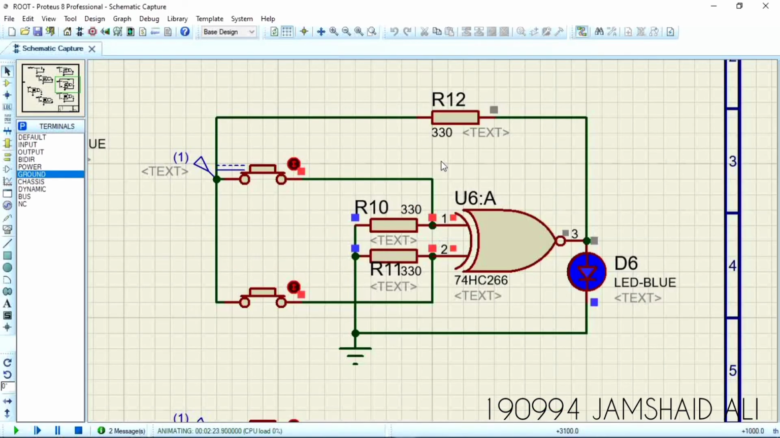Now I am going to discuss the reverse case of the XOR gate, which is the XNOR gate. In this circuit, we are using this R12 resistor, which plays the role of a feedback resistor. In this case, if I apply the same inputs, then I will get 1 as output. If I apply different inputs, then I will get 0 as output. You can see I am applying 1 and 1 on the inputs, and I am getting 1 as output. If I apply 1 on this and 0 on this, the inputs are different, so the output is 0.